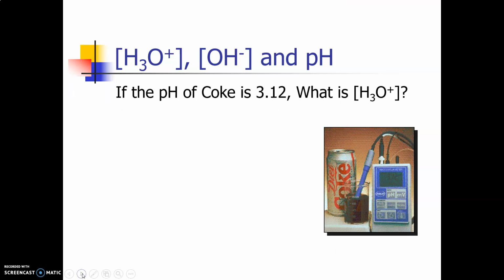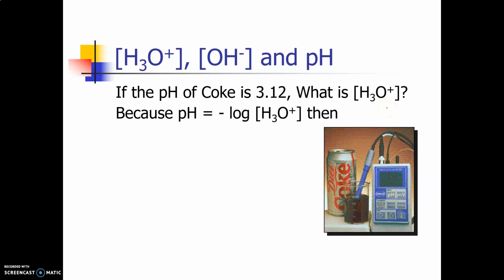If the pH of Coke is 3.12, what is the concentration of hydrogen? Okay, because the pH equals the negative logarithm of the concentration of hydronium or hydrogen. Here you have the pH, right? And you need to learn that, right? So the concentration of hydrogen is simple.